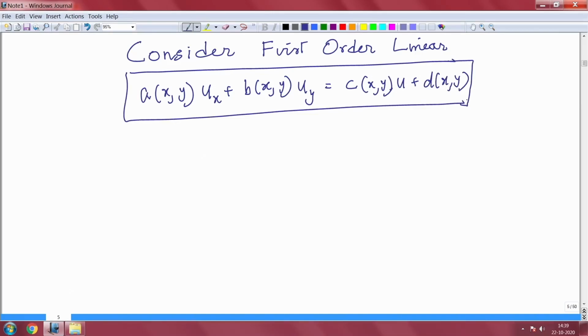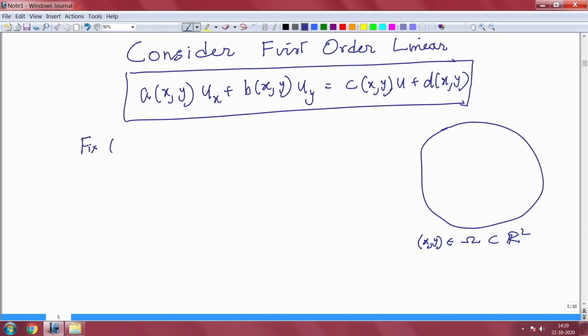Now, I want to give you the concept of what we did. You have a domain, maybe in R2. So, you have a domain omega in R2, we will come back to that, and (x,y) belongs to that. So, your PDE is defined in omega. Later we will come back to the initial value problem. So, first try to understand how we introduce the characteristic curves. For that, understand this equation. Fix a point (x,y) in omega.